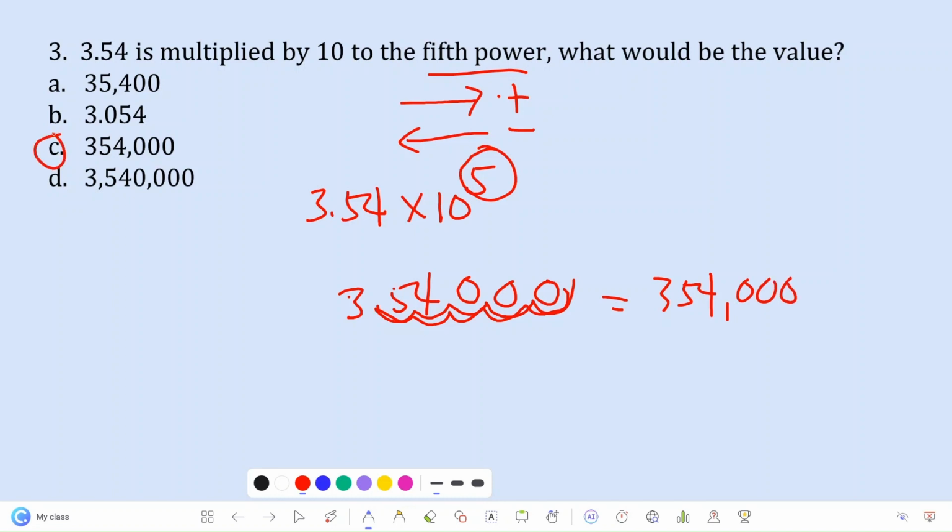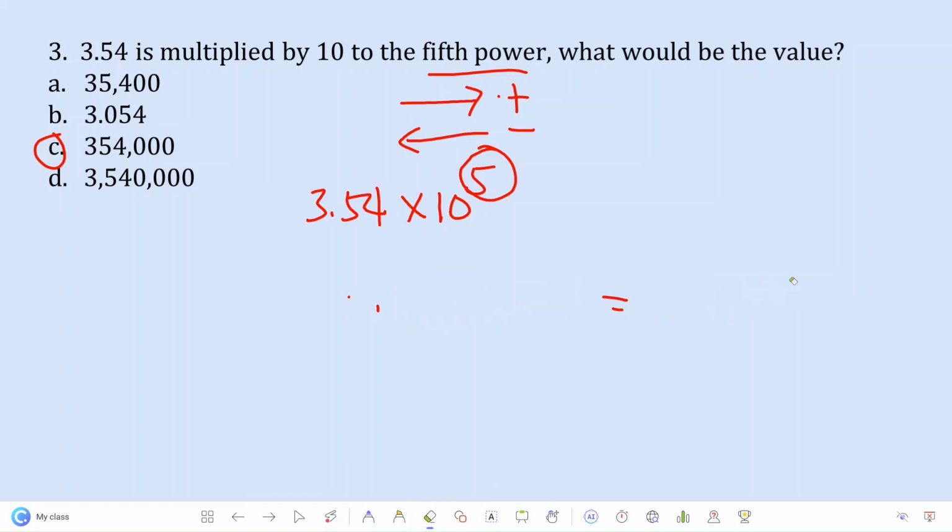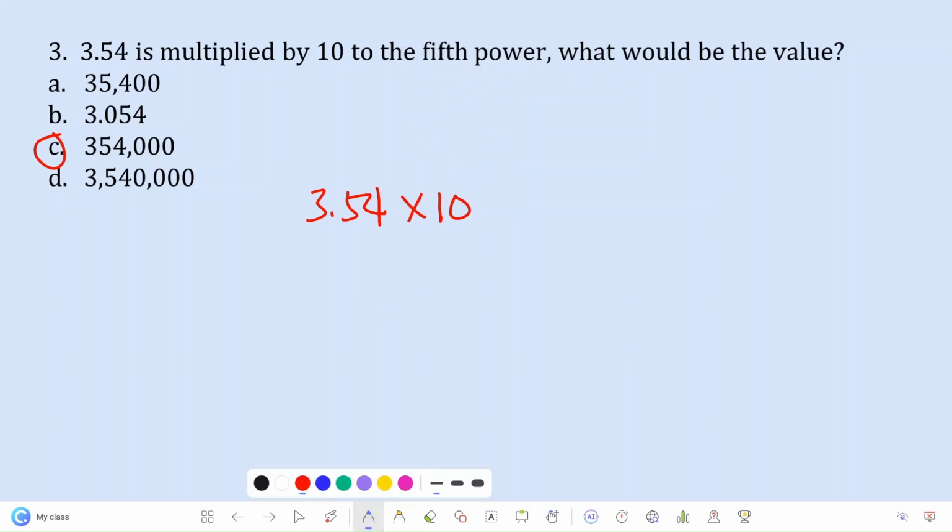Ngayon, wala sa question, pero halimbawa binigyan naman tayo sa licensure examination ng ganito, we will use this again. Pag ang binigay naman sa atin ay 3.54 to the negative 5 power, ang gagawin naman natin ay i-move natin siya to the left. Kasi ang sabi natin ngayon, to the right, this is a positive exponent. To the left, this is a negative exponent.